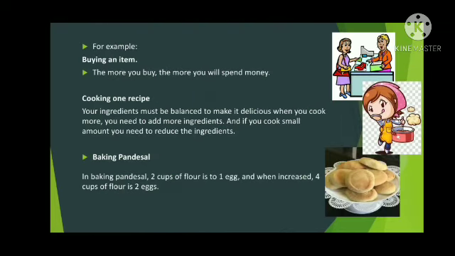So let us have some real-life examples involving direct proportion. The first one, we have buying an item. The more you buy, the more you will spend money. So pag dami kang binili, no? Halimbawa, if you go shopping, if you buy more items, then you will spend a lot of money. That is a direct proportion.